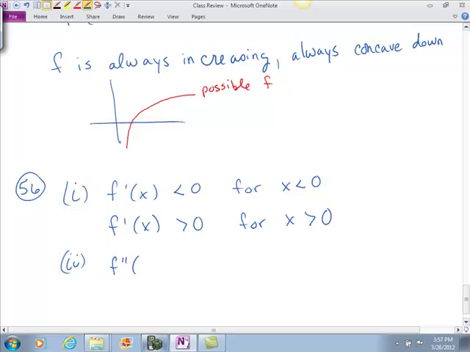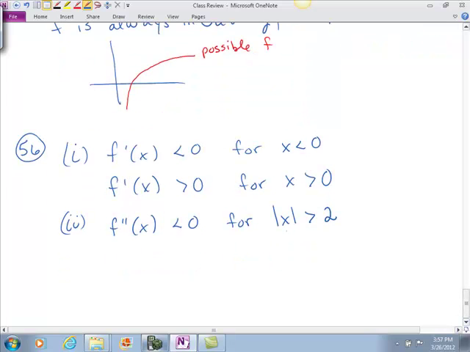F double prime of x is less than 0 for the absolute value of x greater than 2. I was worried that this notation may stress you out. The absolute value of x greater than 2 means x is greater than 2 or x is less than negative 2. Do you remember that from maybe algebra 2? The absolute value when you have the greater than is an or expression. You switch the symbol and the sign.